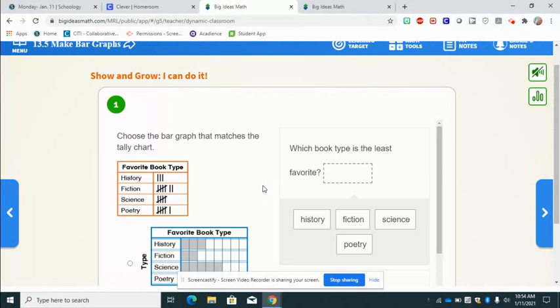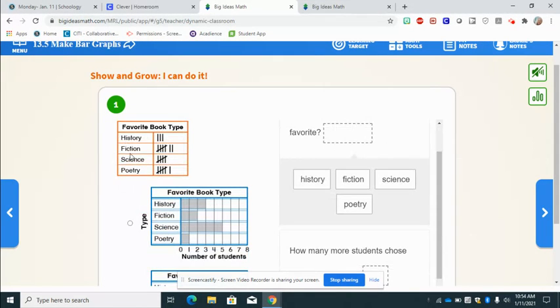All right, now we're going to choose the bar graph that matches the tally chart. So this is your favorite book type: history, fiction, science, and poetry. All right, history has 3 tallies beside it, fiction has 7, science has 5, and poetry has 6. So we need to find the bar graph that matches these numbers.